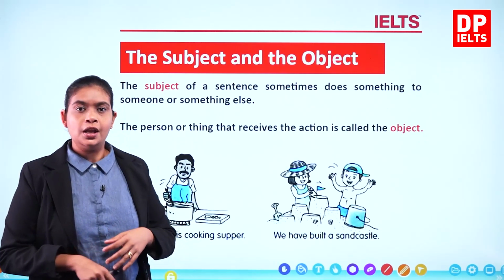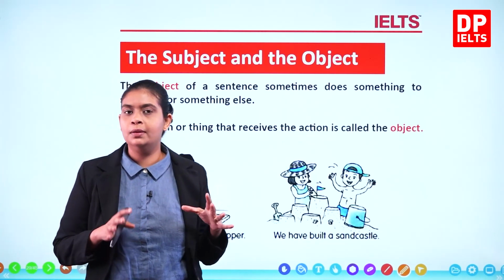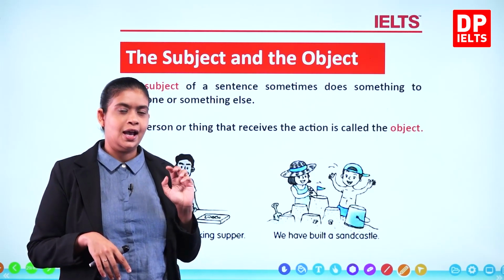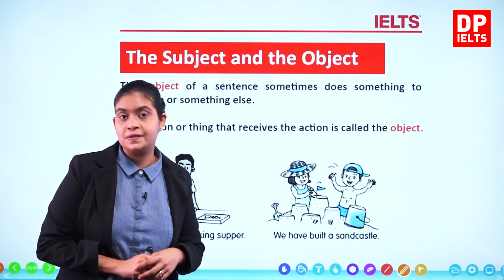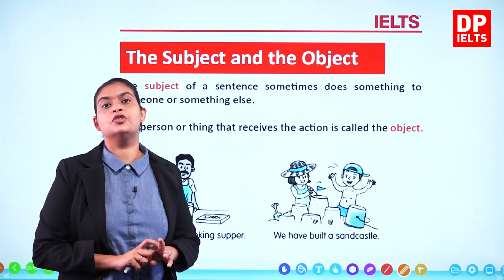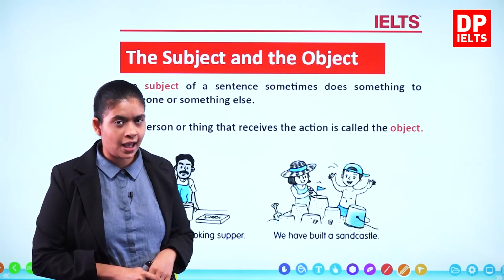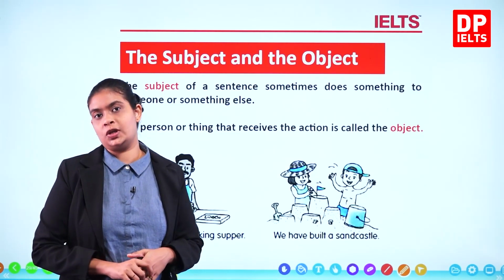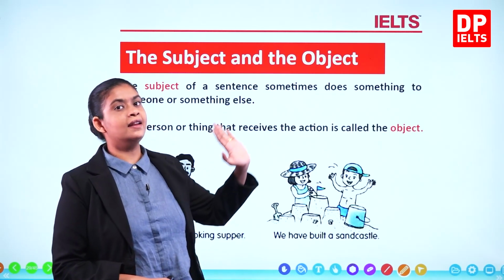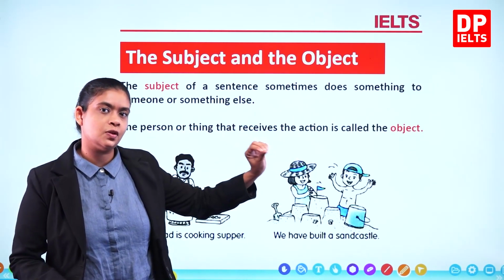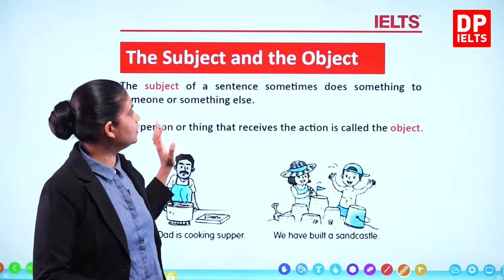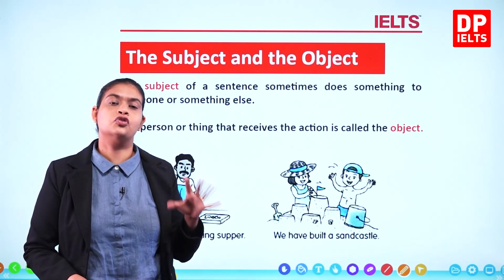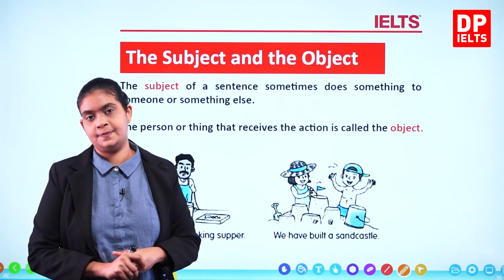Now, if you could remember in part 1, I told you 2 things about sentences. I told you that there were 4 types of sentences, and I told you that the sentence must have a subject, a verb, but object is not compulsory. So we had a look at the 4 types of sentences in the first part, and now we are having a look at the structure of a sentence.